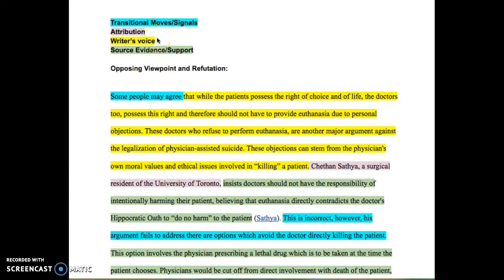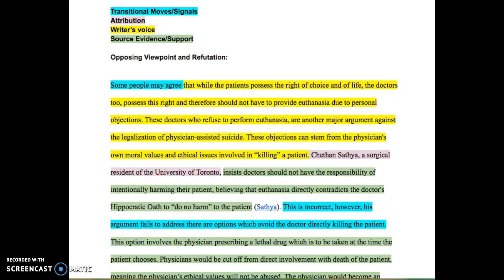And then anytime that the writer is really building the argument in his or her own voice, that is highlighted in yellow. And then finally, the source evidence and support is going to be highlighted in this green part. So to begin most of your paragraphs, I usually say a rule of thumb is that you should begin most of your paragraphs and end most of your paragraphs in your own voice, using your own words to build the argument.